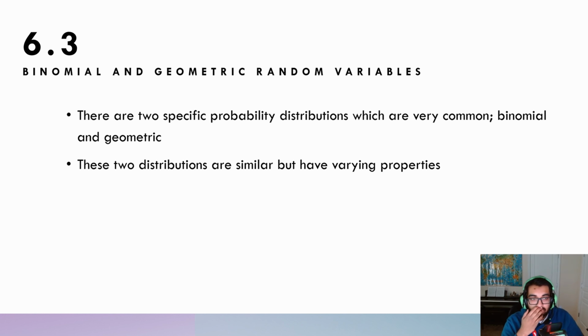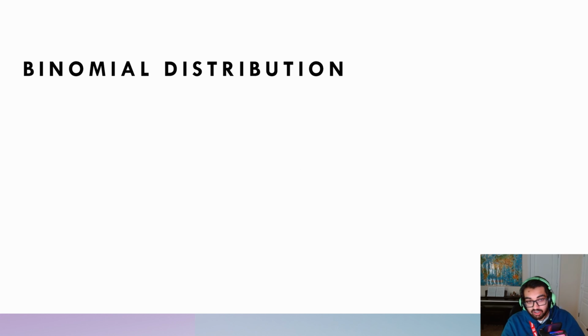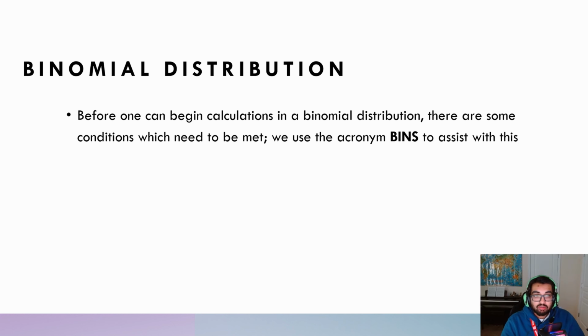So the last thing we're going to discuss here is two specific probability distributions, which are quite common. They are binomial and geometric distributions. These two distributions have similar but slightly varying properties. So before you can start doing calculations on a binomial distribution, there are some conditions that need to be met, and the way my teacher taught me to do it was to use the acronym BINS.